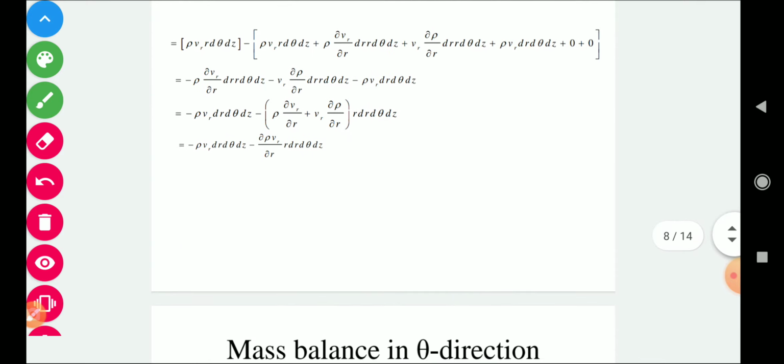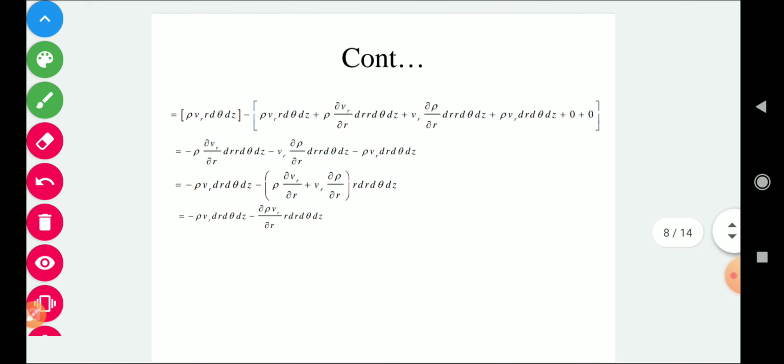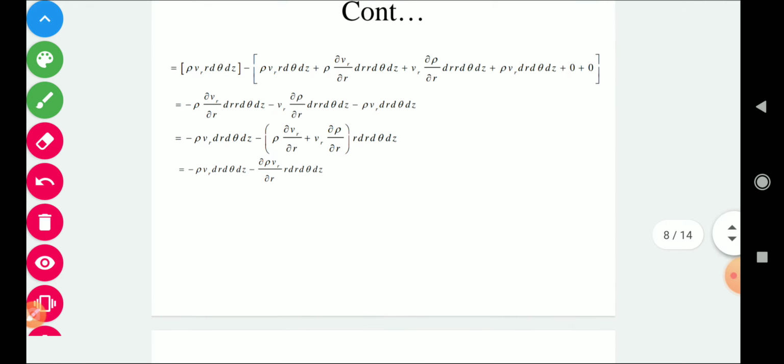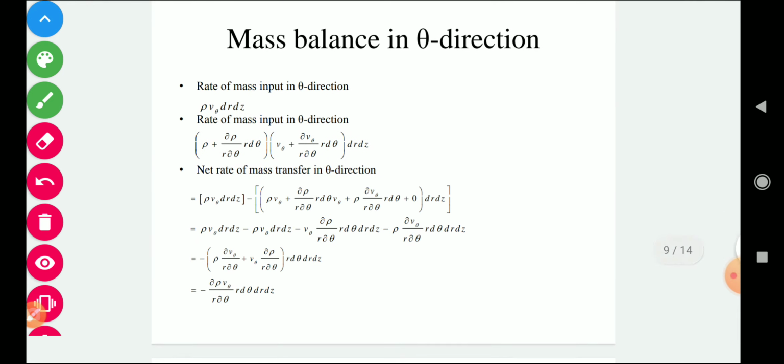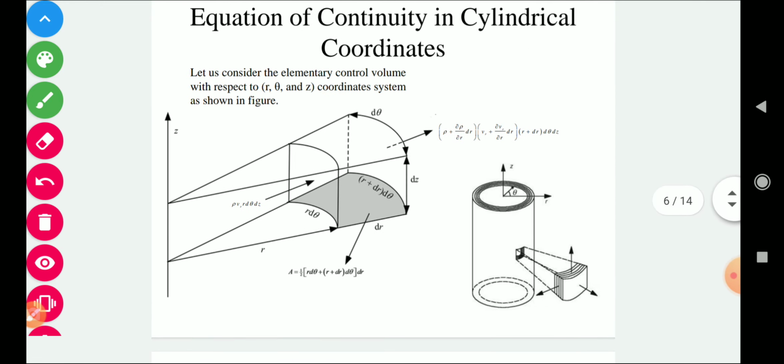Now that was mass balance in r direction. Similarly, we can make mass balance in theta and z direction, like here, mass balance in theta direction. So rate of mass input in theta direction will be equal to rho v theta dr dz. In theta direction, as you can see in this diagram, on this surface, this one is entrance and this one will be exit.